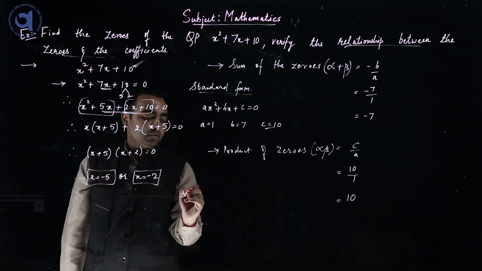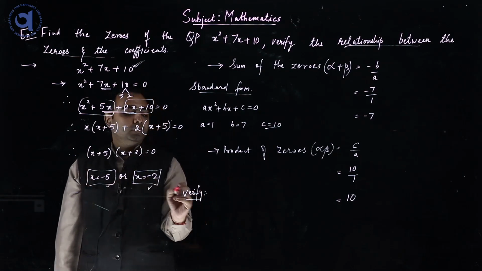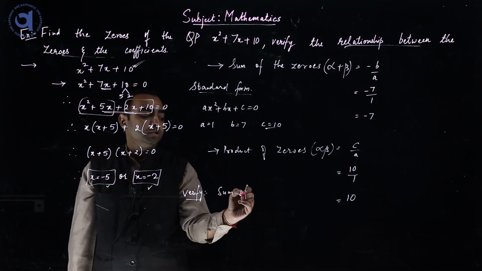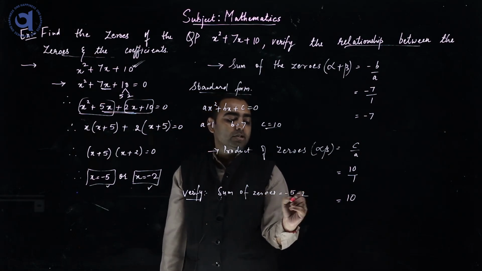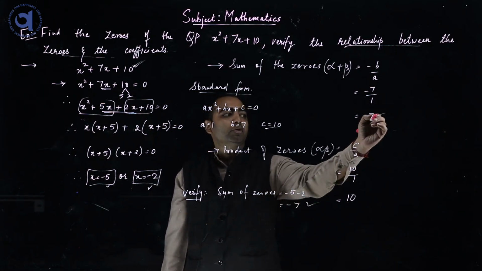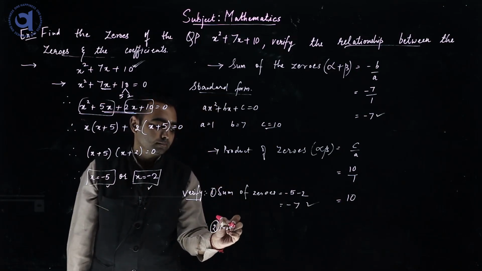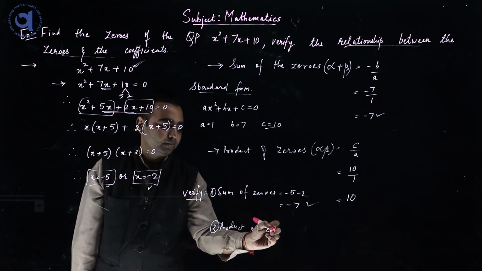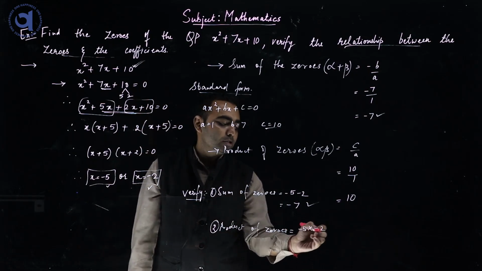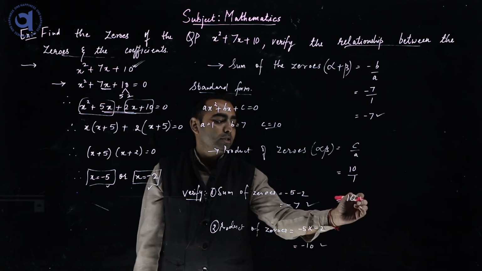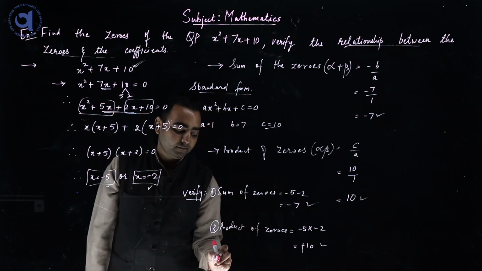Now how to verify this? For verification, we will see these two. First we do the summation, the sum of zeros, which equals minus 5 plus minus 2, which is minus 7. You can see these two are the same, so one is verified. The other is the product of zeros, which equals the multiplication of these two, that is minus 5 into minus 2, which equals 10. As you can see, these two are also equal. Minus into minus will be plus, so hence it is verified.